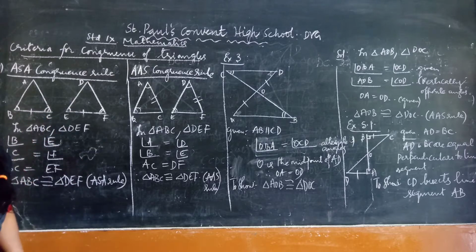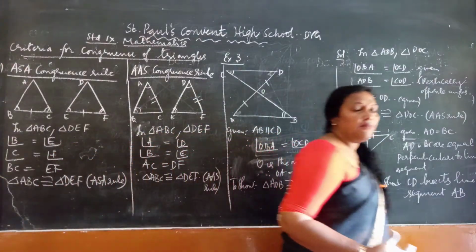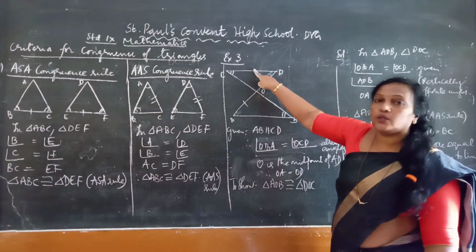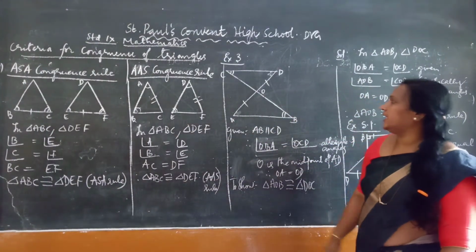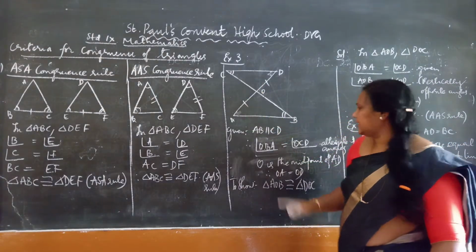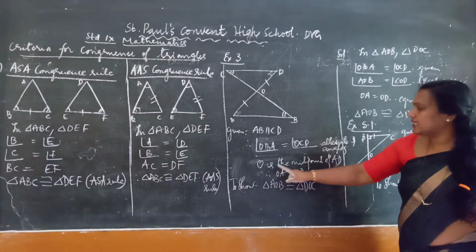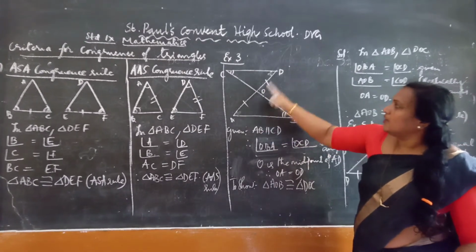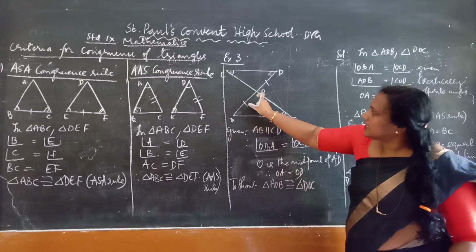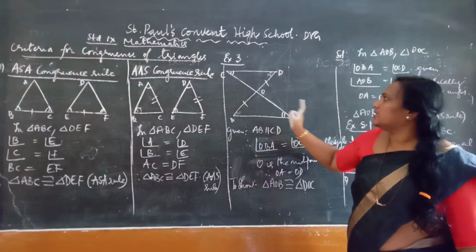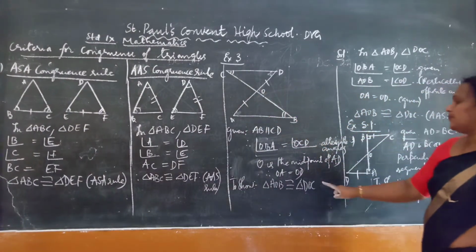So let us solve the problems and understand how to solve them. First, exercise 5.1, Example 3. In that, it says that AB is parallel to CD. If AB is parallel to CD, angle B is equal to angle C. Why? They are alternate angles. In the given, it says that O is the midpoint of AD. If O is the midpoint of AD, then OA is equal to OD. What am I supposed to prove? That triangle AOB is congruent to triangle COD.